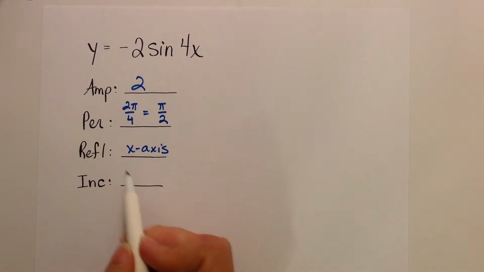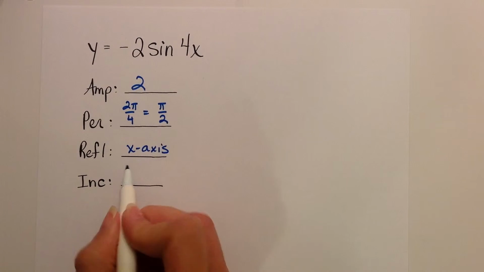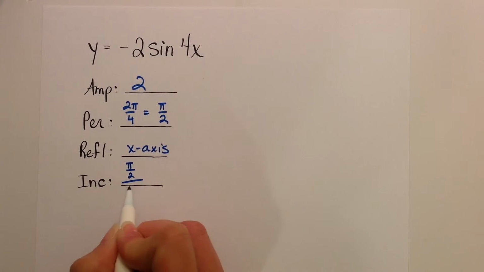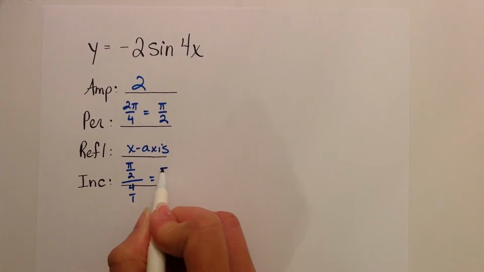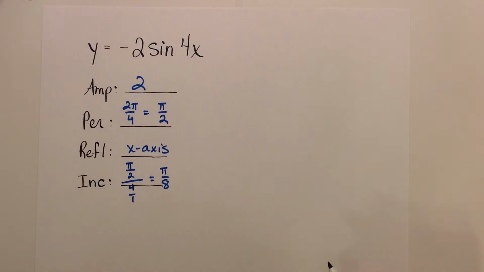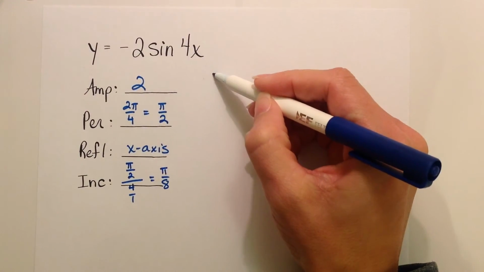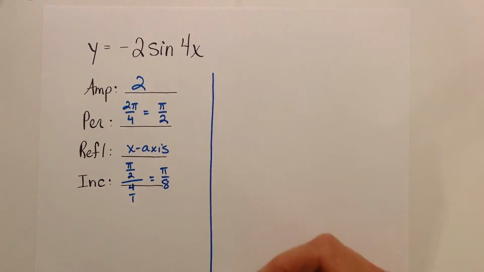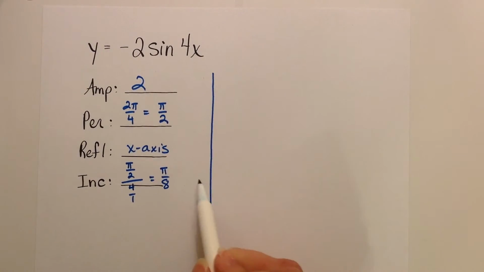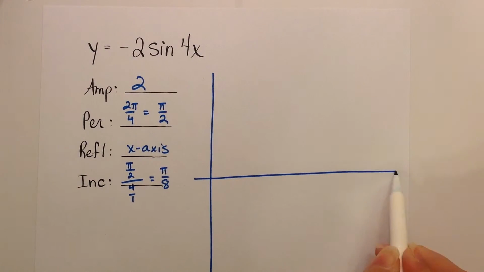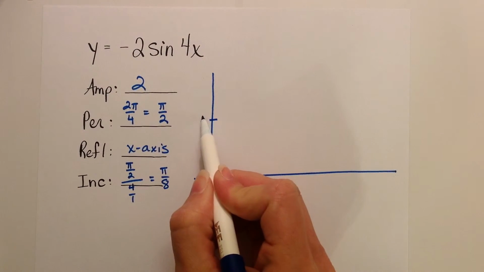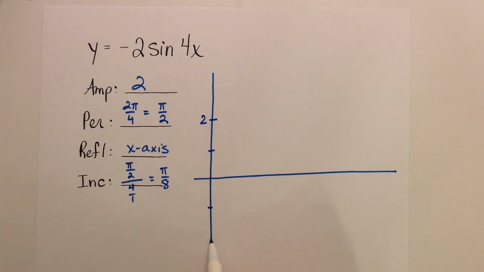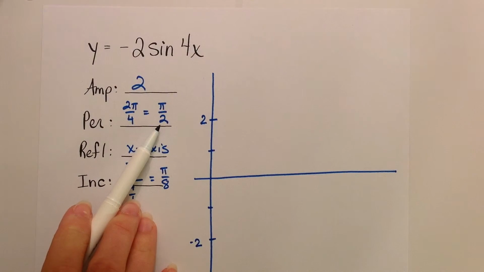Okay, do increment the same way as a while ago. Take your period, divide it by 4, which is understood to be over 1. So when you simplify this, you get pi over 8. Okay, so this graph that I gave you for sine, just that one cycle, started at the y-axis again and went to the right. We do amplitude the same way, so this time amplitude is 2, so I go up 2 and down 2. All right, this time my period is pi over 2.